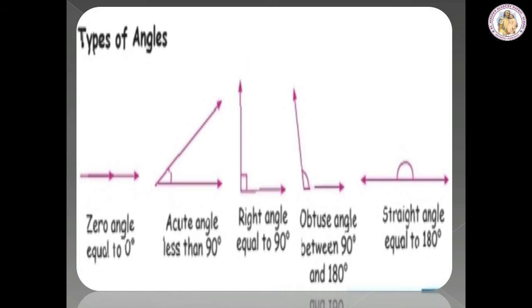Acute angle. An acute angle is always less than 90 degree. Right angle. A right angle is always equal to 90 degree. Obtuse angle. An obtuse angle is above 90 degree and below 180 degree. That is called an obtuse angle. The last one is straight angle. It is always equal to 180 degree.